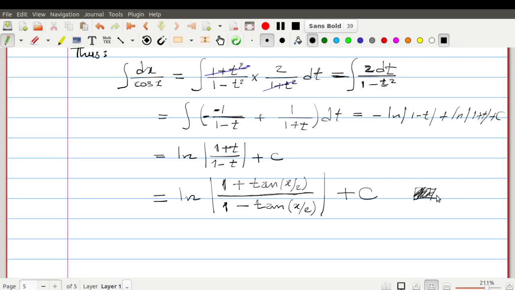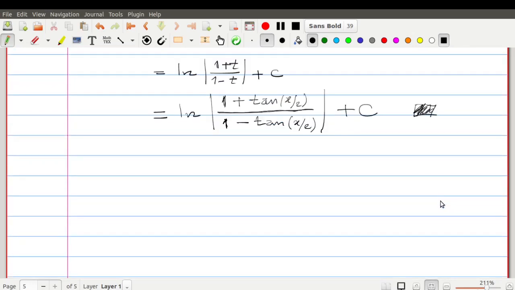So this is the final answer. A lot of computations, right? A lot of computation. And finally we will do the last one, and we will stop. Maybe. Yeah, I think we will need to stop after the next and the last one.